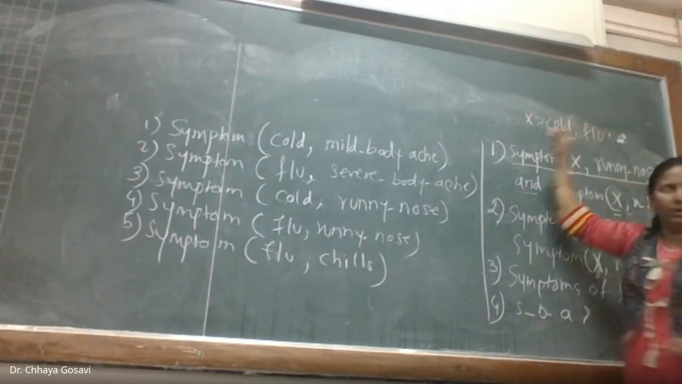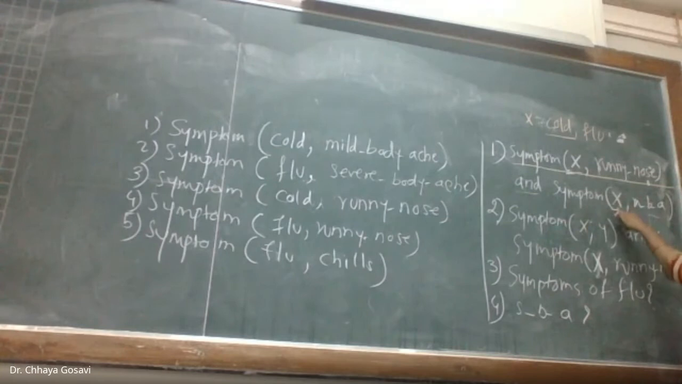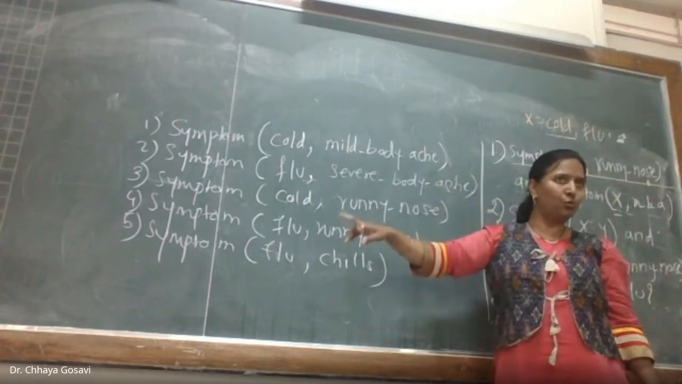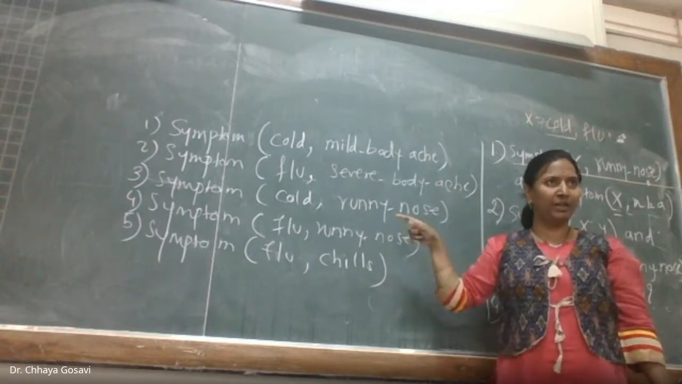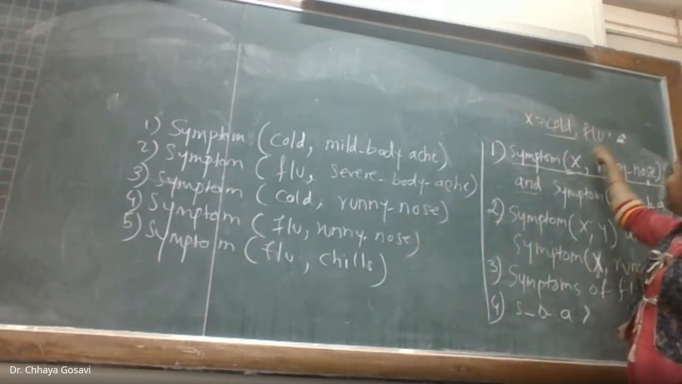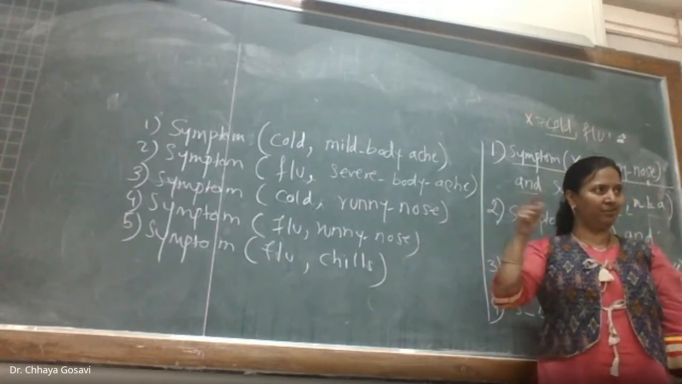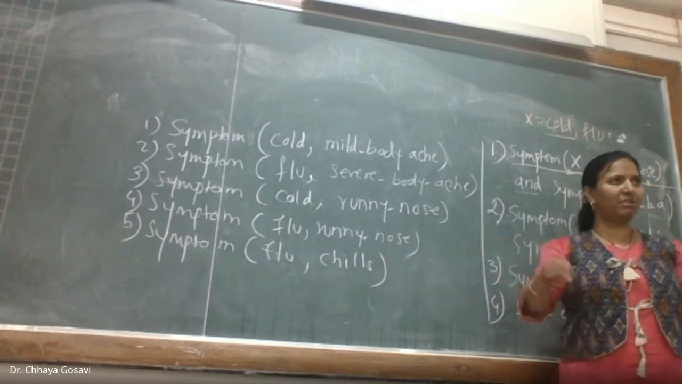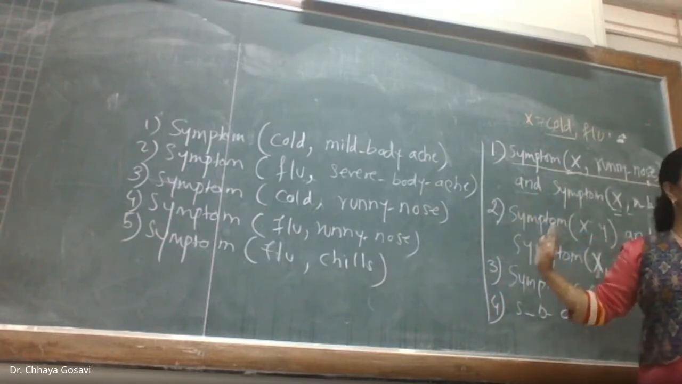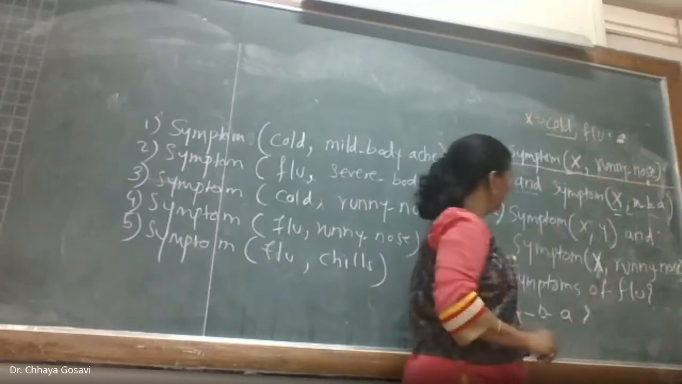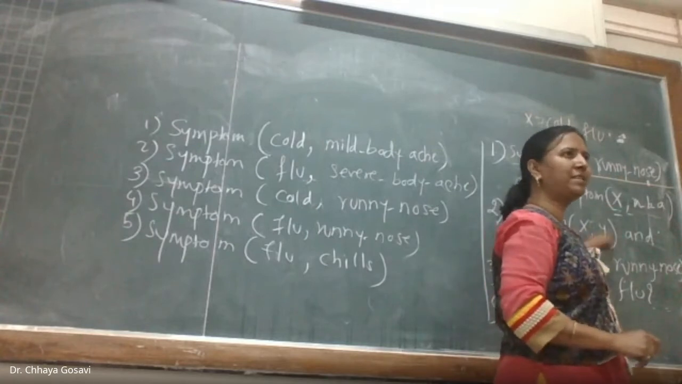Now we put cold here. Put X as cold and check whether we have a fact matching with cold and mild body ache. So it's matching, so it will remain true for cold and mild body ache. And again we will check for the next value, flu and mild body ache, that will be false. So the true value is for X value cold. That's why the answer is X equals cold. This explanation is correct.